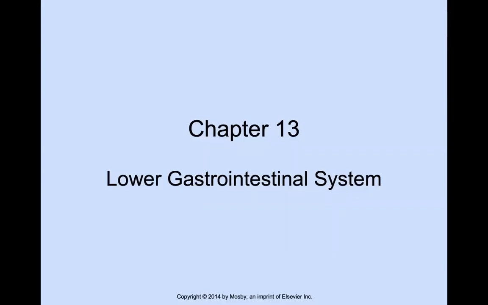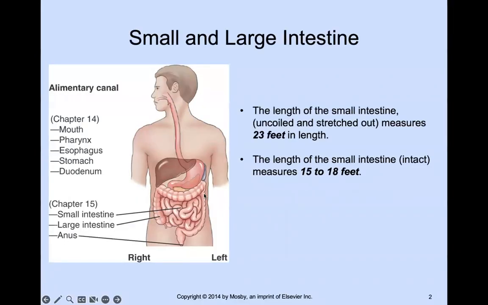Okay, so this is chapter 13, week 2, lower gastrointestinal system, as I was saying, a continuation to last week, which was the upper gastrointestinal system, where we talked about the esophagus and the stomach and the emptying into the first portion of the small intestine, which is the duodenum. Okay, so now we're going to continue with the small intestine and then go into the large intestine.